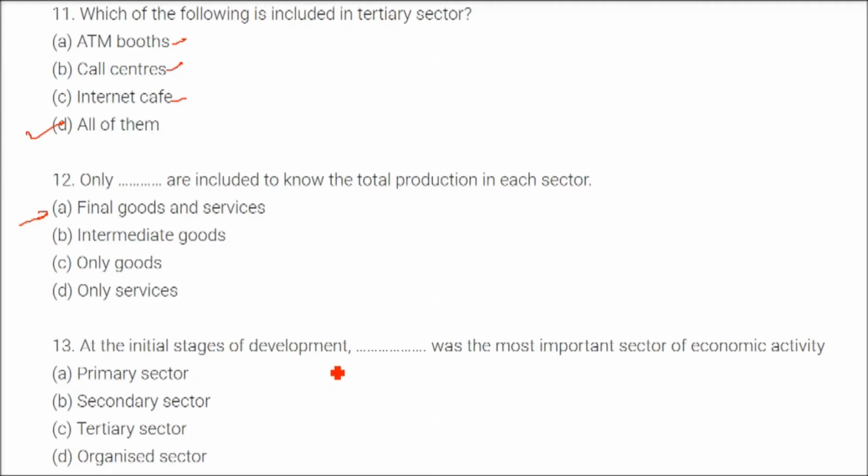At the initial stages of development, dash was the most important sector of economic activity. Whenever we have initial stages of development, the primary sector becomes very important. But when we talk about cities or countries which are developed, the tertiary sector contributes most to the GDP or the economy of the country.